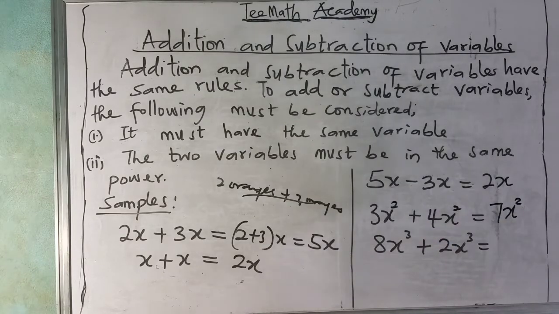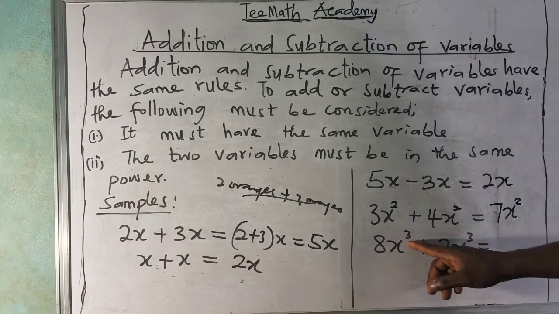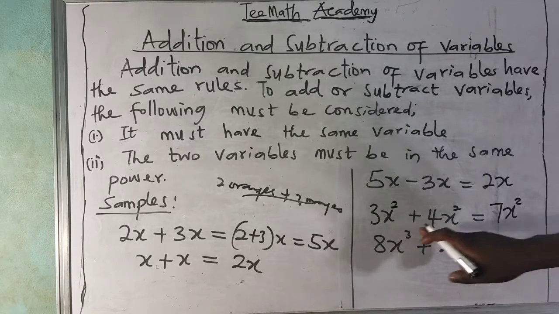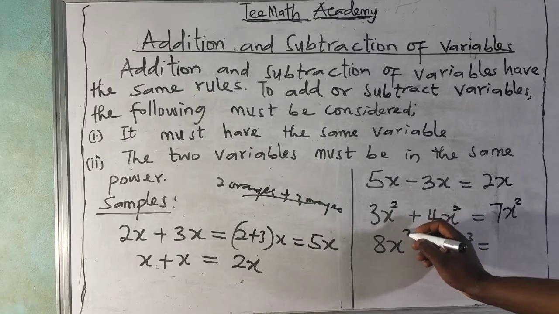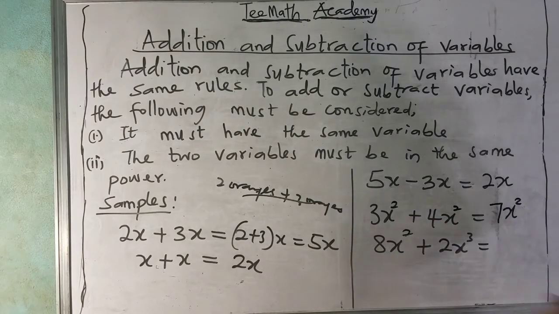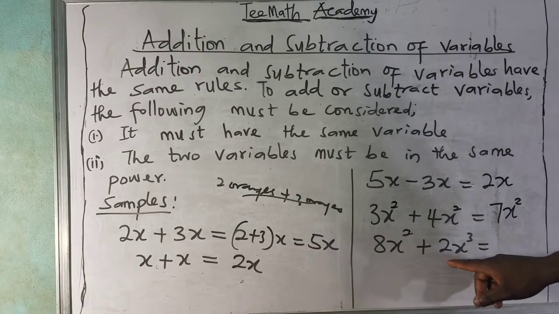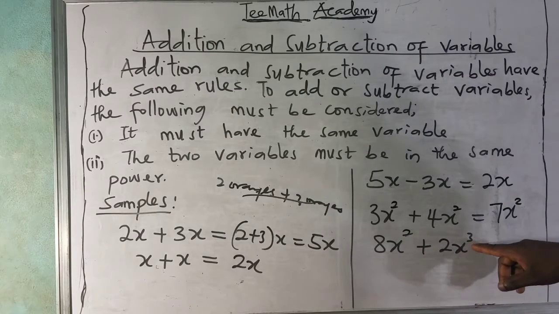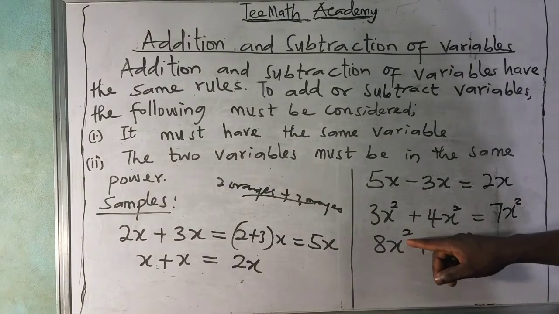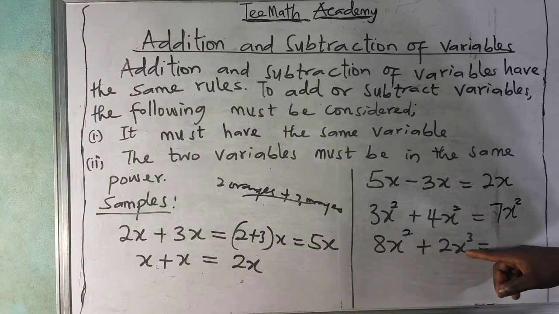The next one says 8x cubed, that is raised to power 3, plus 2x raised to power, sorry, pardon me, please. I wanted to write 8x squared. So 8x squared plus 2x cubed. You will observe here that this one is in power 2. This one is in power 3.